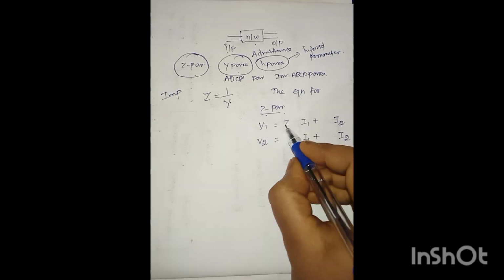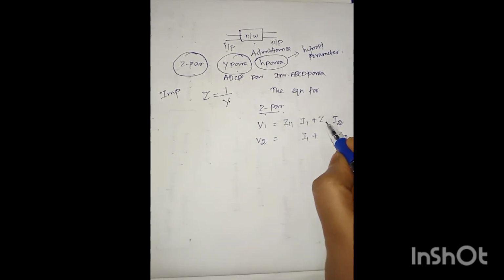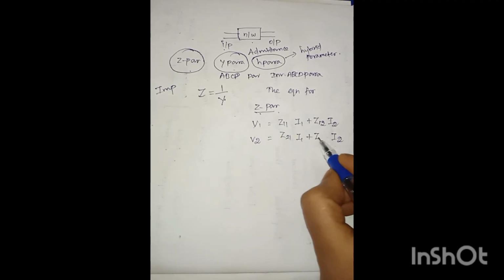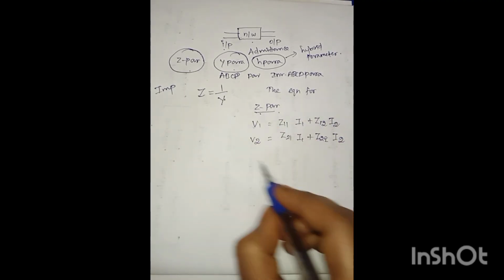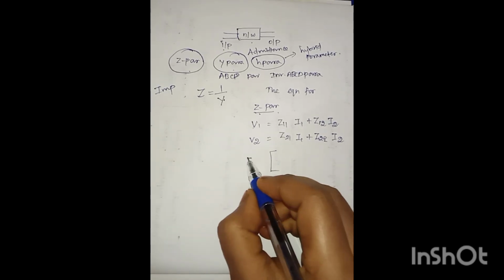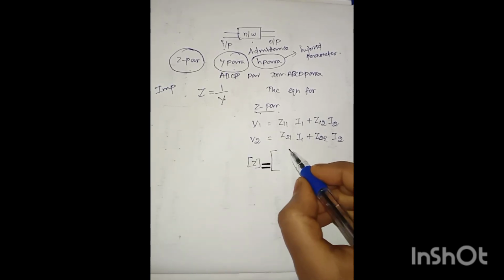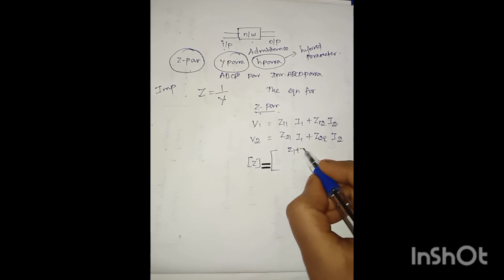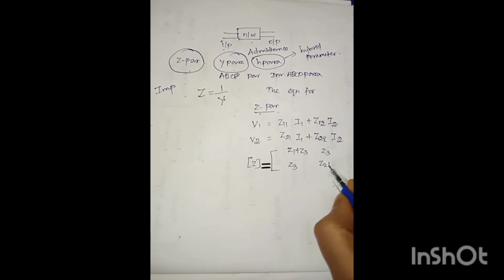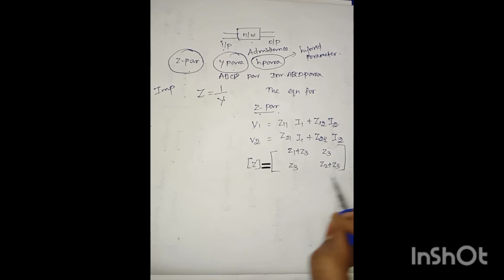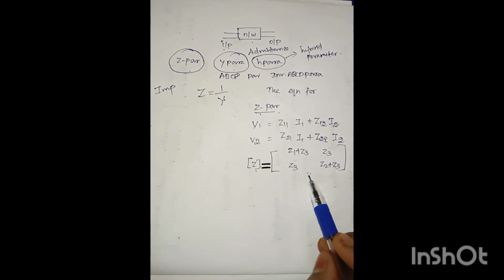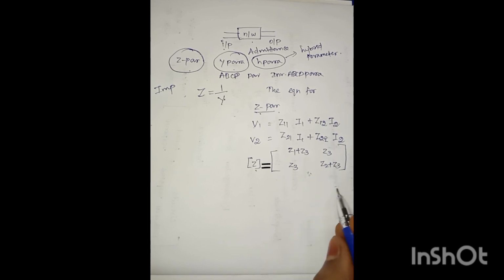Here the parameters are Z11, Z12, Z21, Z22. This is the equation form of Z parameter. The matrix form is Z equal to [Z1 plus Z3, Z3; Z3, Z2 plus Z3]. This is the matrix form of Z parameter. This is used to solve problems in two-port networks.